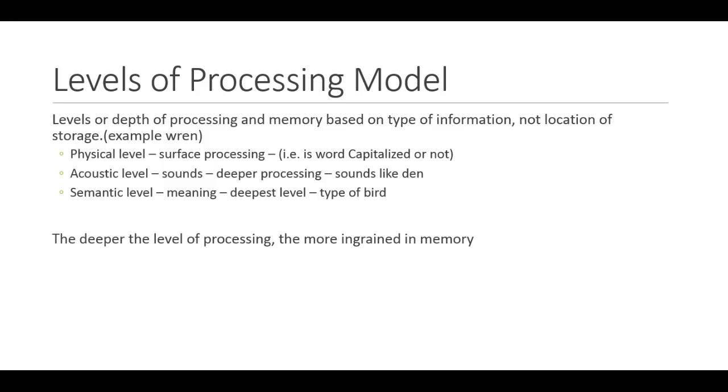And then the deepest level, according to this model, is the semantic level, and that's the level where we give what we're learning meaning. So again, in the example of the wren, we process that, and then there's some understanding in long-term memory that this is a type of bird, and so we make those connections as we're processing the information. And according to this model, the deeper the level of processing, the more ingrained it is in memory.